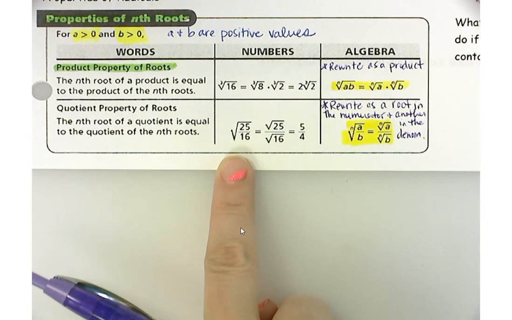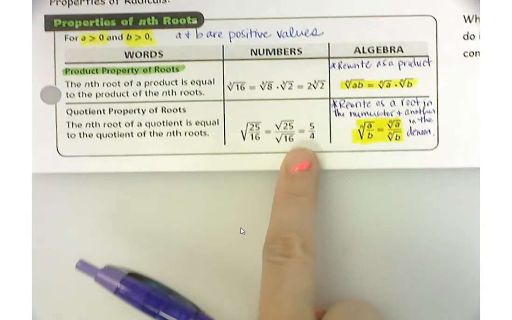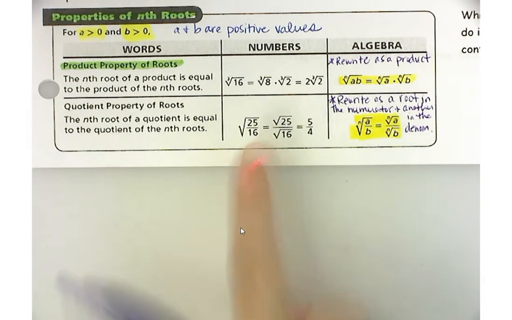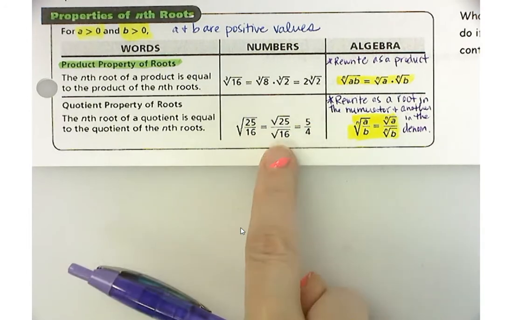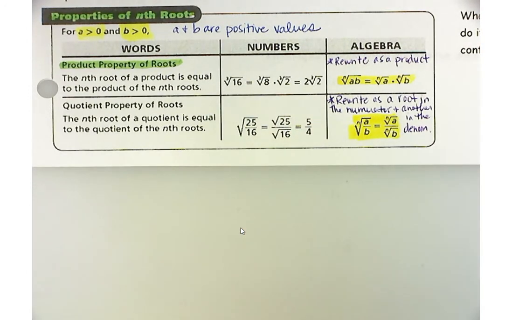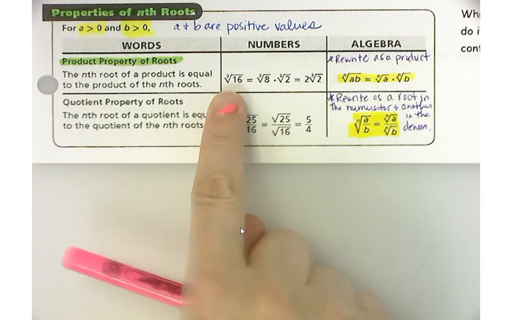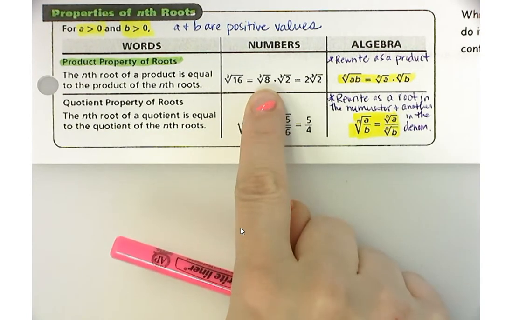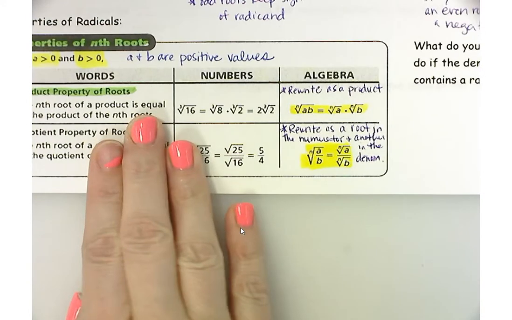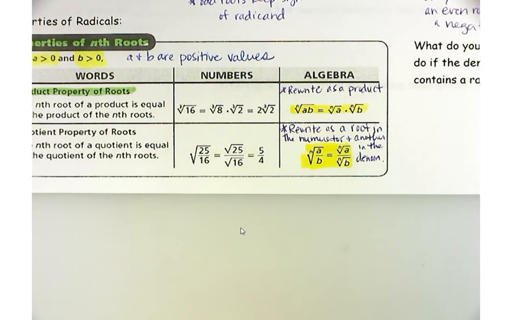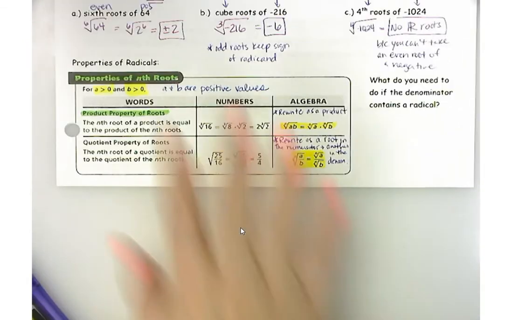So if you had something like this, 2 over the square root of 5, right? What do you need to do if the denominator contains a radical? Yep, and that's called rationalizing. Okay, so what do you need to do if it contains a radical? You need to rationalize the denominator.